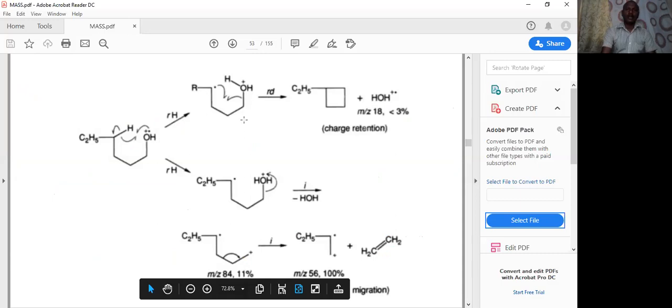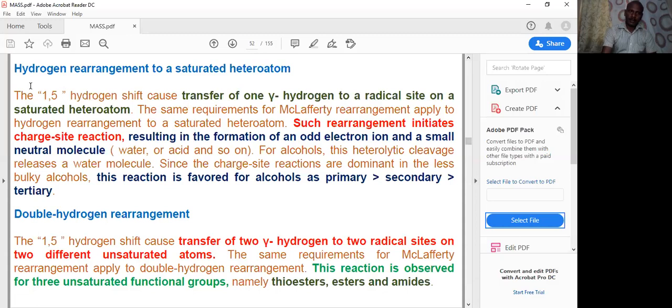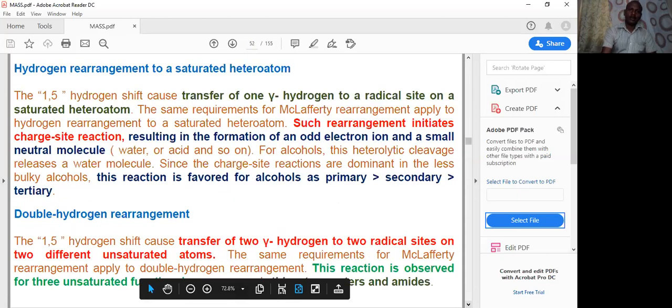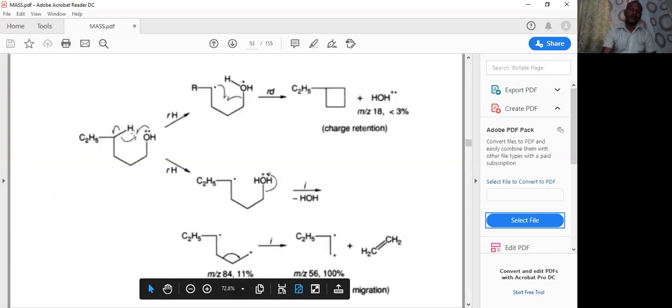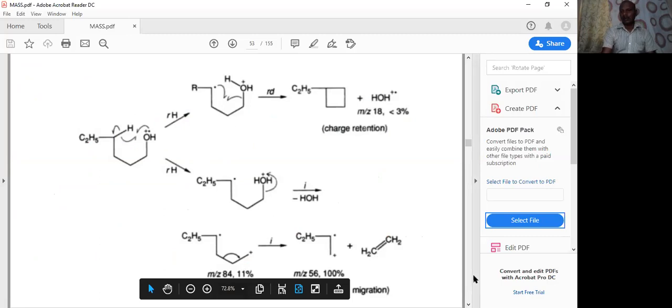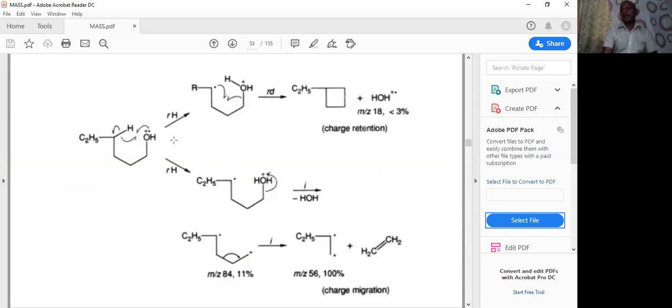The first case I have seen is hydrogen rearrangement to a saturated heteroatom. In this case, this is a 1,5 shift, and the hydrogen goes to the oxygen. This oxygen is a saturated oxygen. So fragmentation can happen both ways. That is rearrangement by transfer of one hydrogen to the saturated heteroatom.